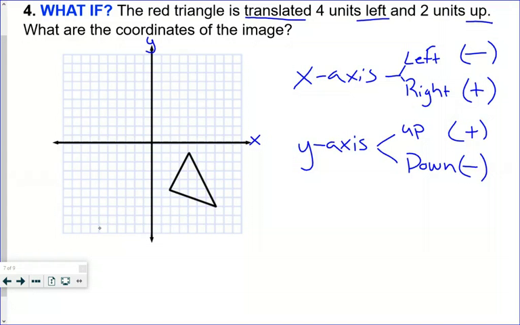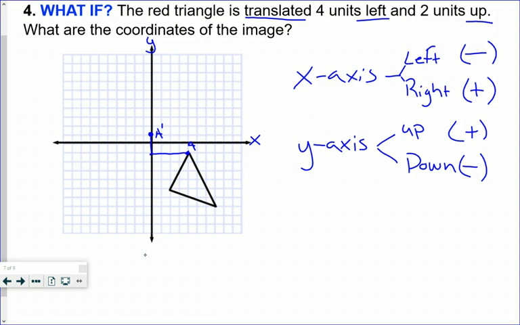So if we're going to move this triangle 4 units left and 2 units up for each point, we're going to start with this point right here. If I'm going to move it 4 units left, it's over 1, 2, 3, 4, and then from here we move up 1, 2. There is our new image for that point A.